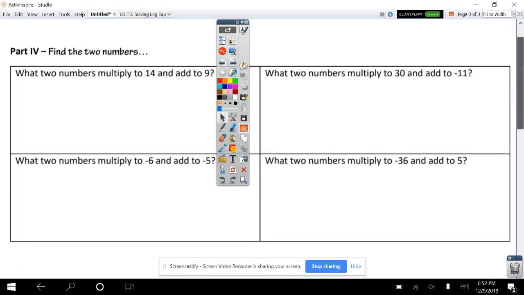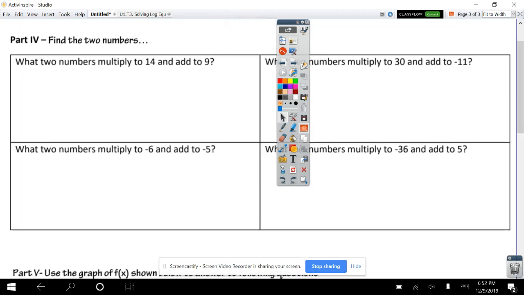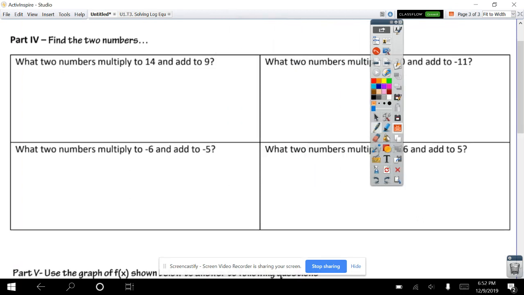Right, part 4, find the 2 numbers. So what 2 numbers multiply to 14 and add to 9? We should be pros at this because we already factored. So I'm going to look at the factors of 14: 1 and 14, 2 and 7. I think that's it. Which of these add to 9? That would have to be 2 and 7.